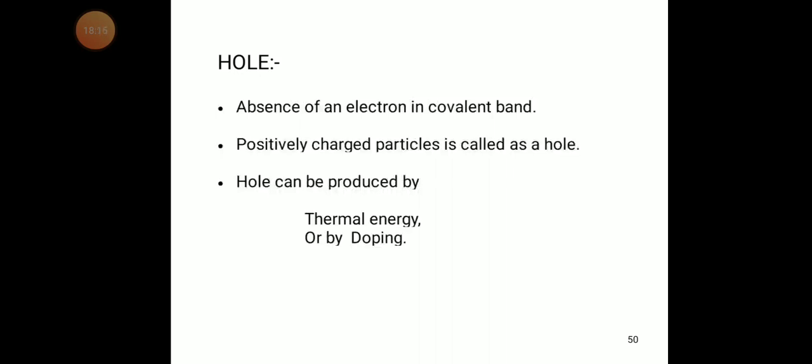Now we try to discuss the hole. What is a hole? Absence of an electron in a covalent bond is called a hole. A positively charged particle is called a hole. Holes can be produced by thermal energy or by doping, as we already discussed.